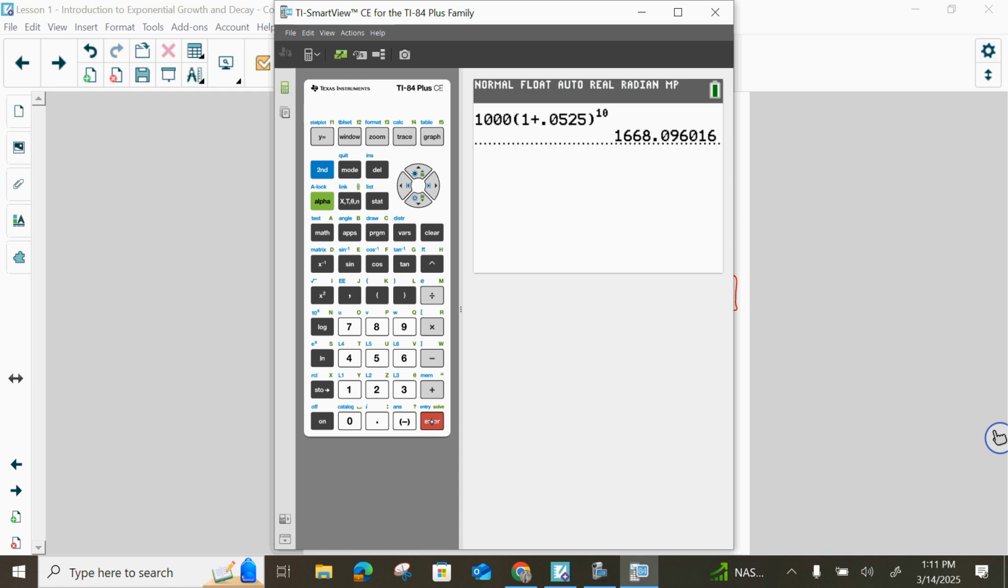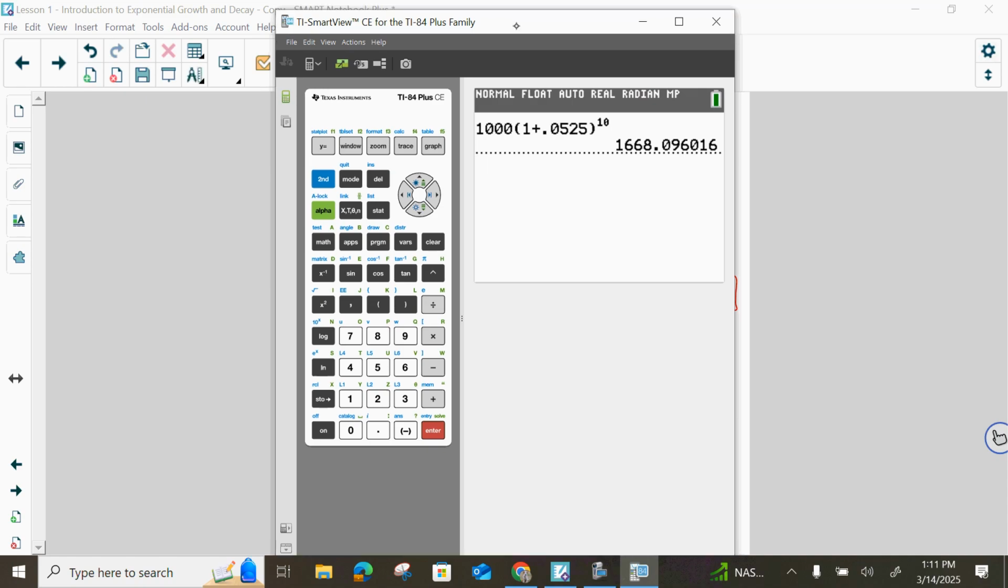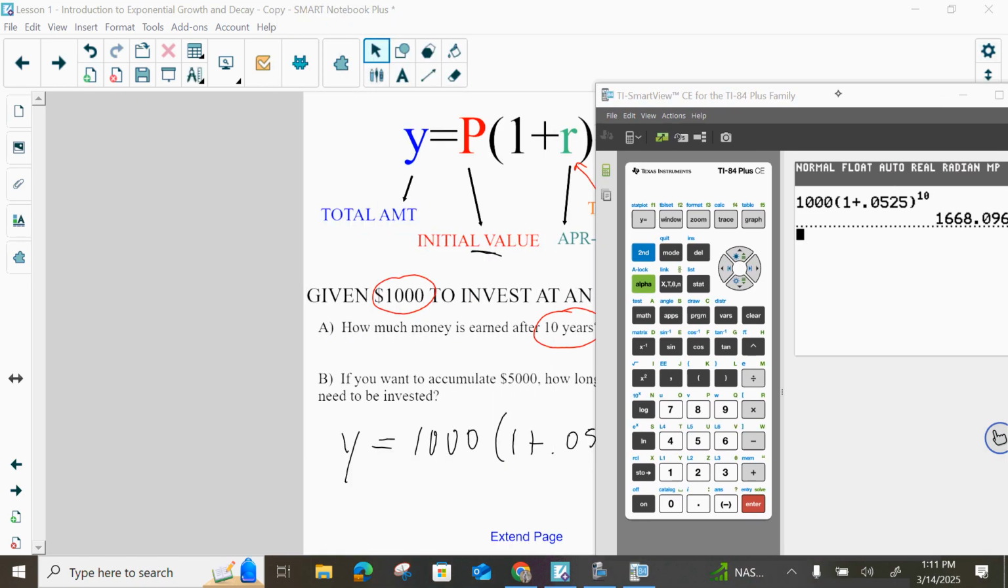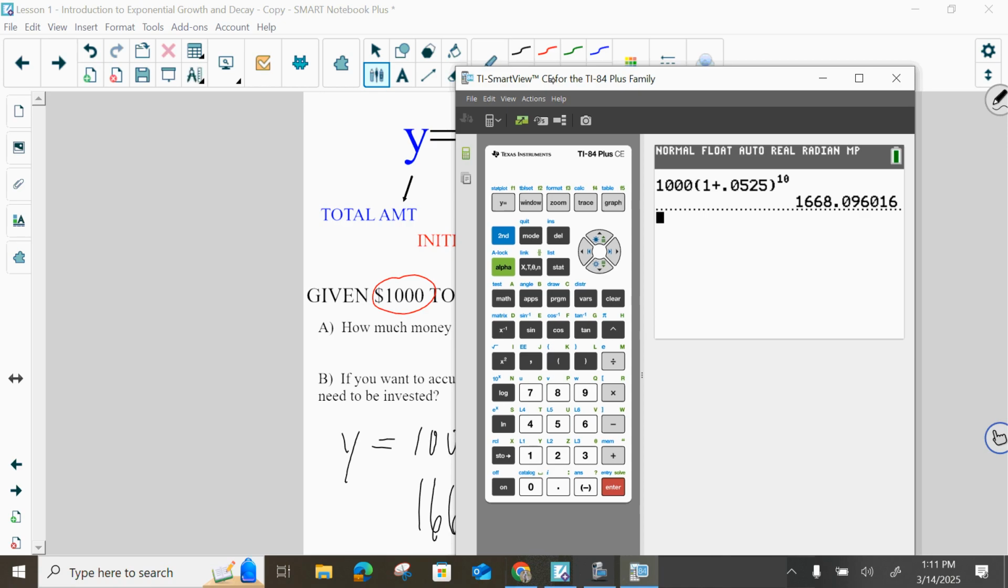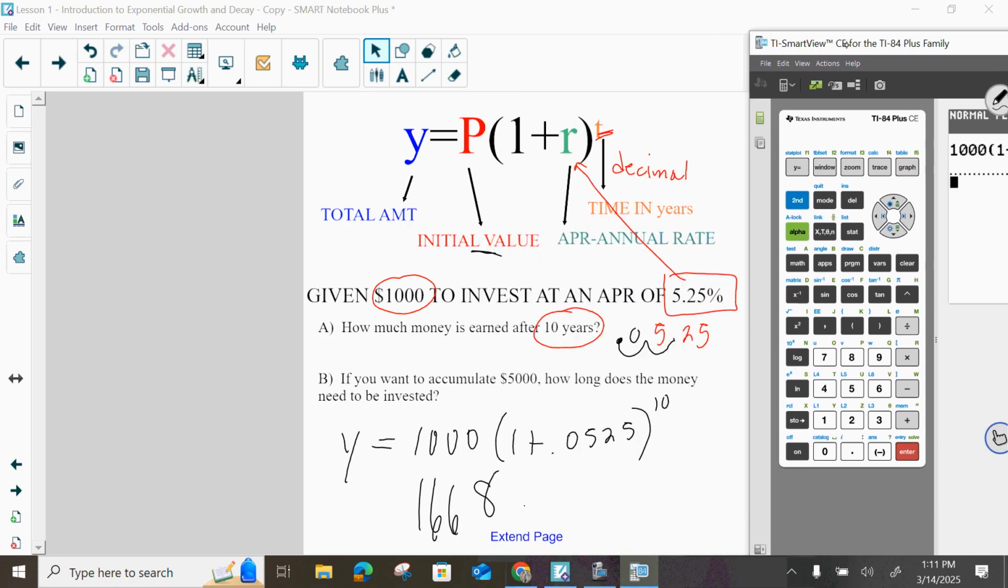You get 1668.096. Finn, what are we going to round to? What do you think? It's money. Hundredths. It's money. So $1,668.10. Okay? So that's what we get as an answer.